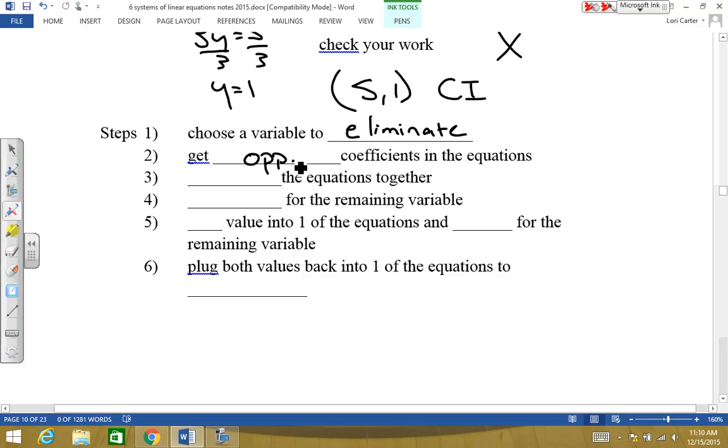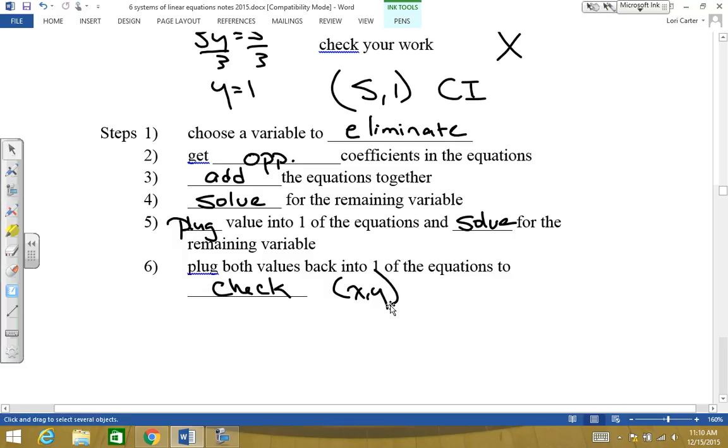What do I do after I have the opposite coefficient? Add the equations together. Solve for the remaining variable. Plug the value into one of the equations and solve for the other variable. Plug both values back in to check, and what should my answer look like? A point. Okay. Everybody good?